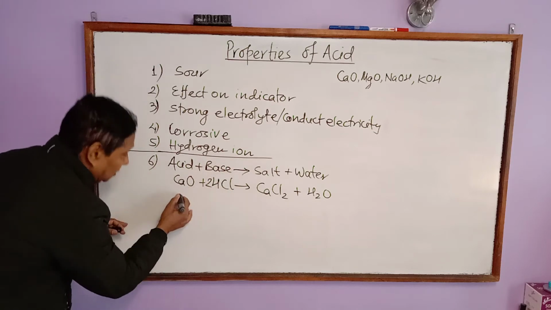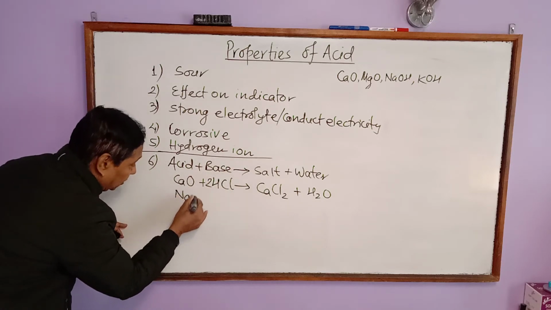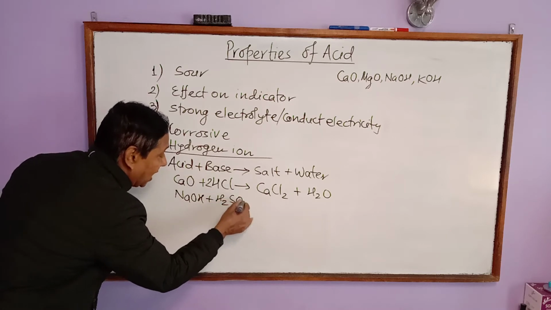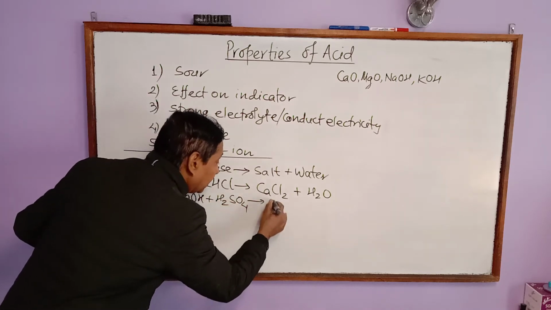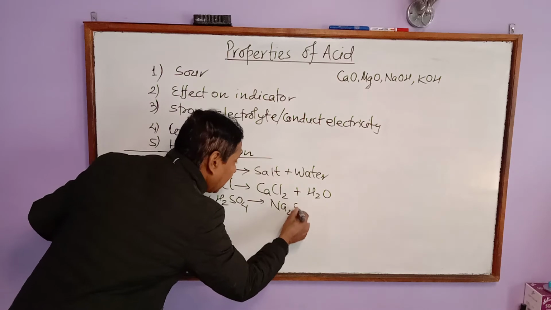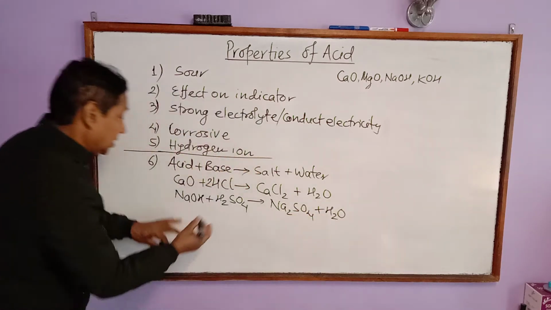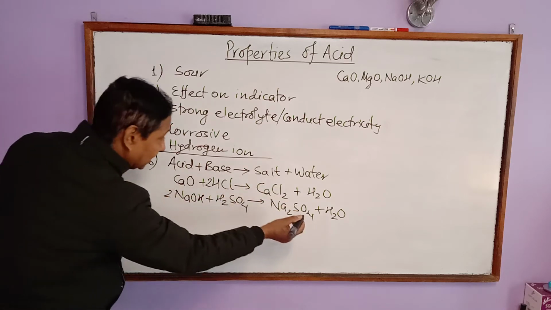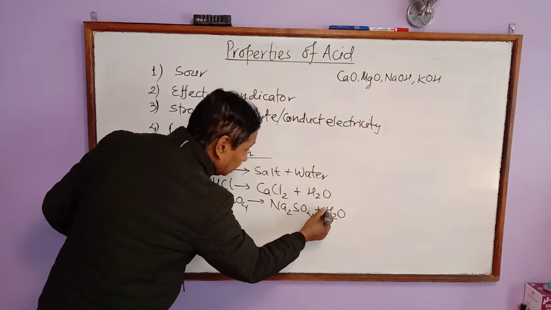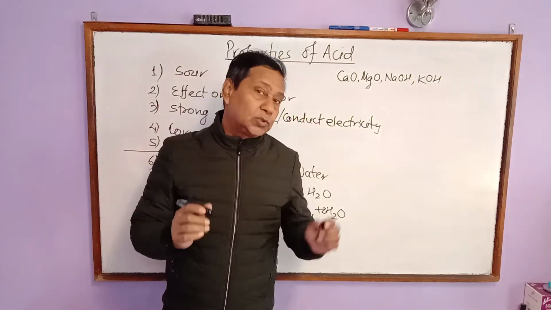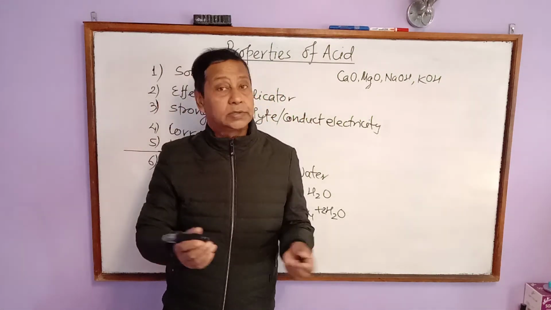Now another example also. Sodium hydroxide when it reacts with sulfuric acid, H2SO4, then what happens? Sodium sulfate and water form. This is another reaction which can be balanced like this. Okay, what it says: acid when it reacts with base, they form salt and water.